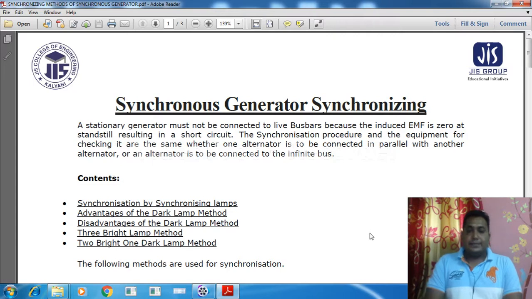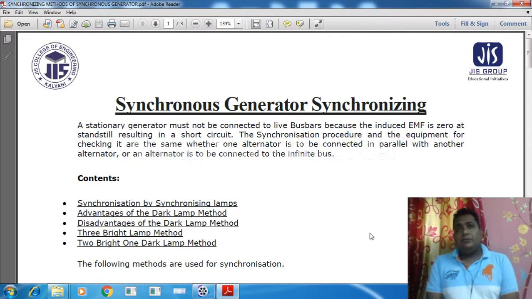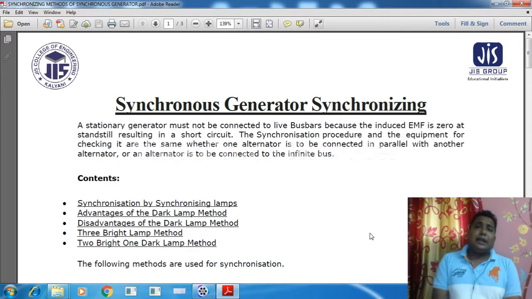Welcome to my class. In this presentation, we are going to discuss the synchronizing methods we have in the case of a synchronous generator. We know that in the previous classes we have discussed what parallel operation is, the importance of parallel operation, and the conditions for parallel operation.